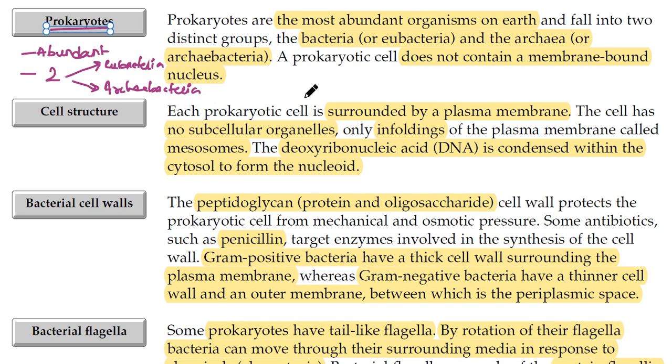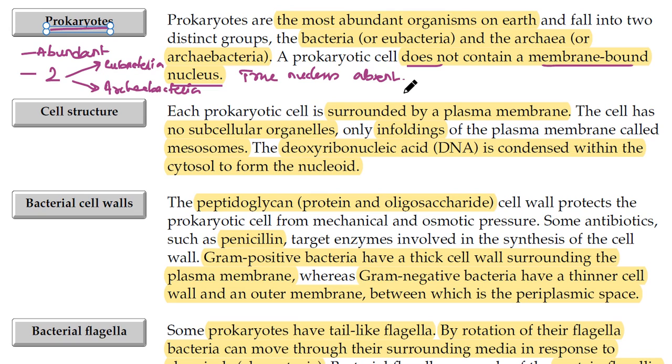Now also remember, these prokaryotic cells do not have a membrane bound nucleus. Nucleoid is there, but a true nucleus is absent. Now we are going to study all these points in detail. We are just doing the overview right now.